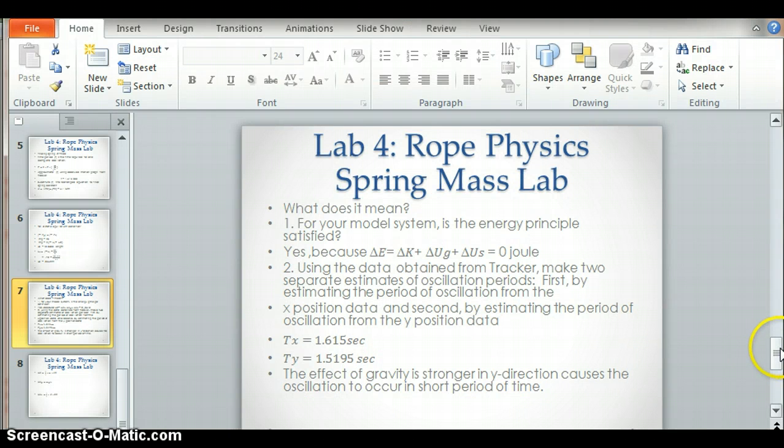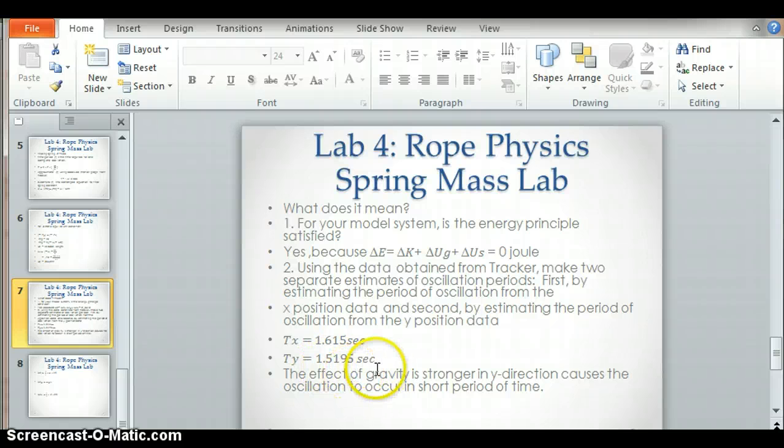Now the second question is: using data obtained from the tracker, make two separate estimates of the oscillation period. First by estimating the period of oscillation from the X position data, and second from the Y position data. We calculate that the time period of the oscillation in the X direction is 1.651 seconds, and in Y is 1.519 seconds.